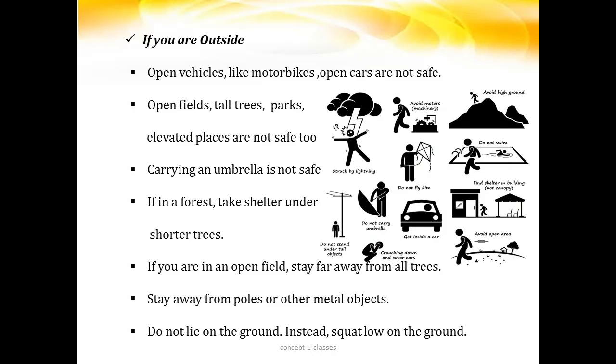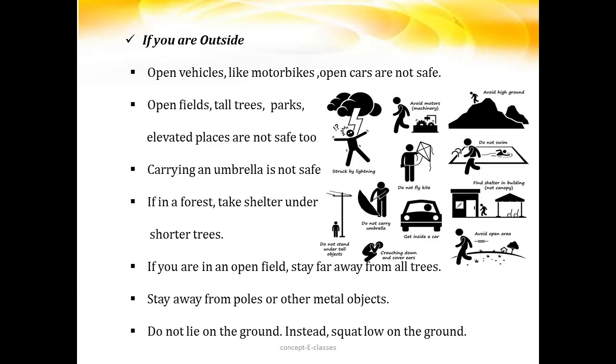Now if you're outside, let's consider the do's and don'ts during thunderstorm. Open vehicles like motorbikes, tractors, construction machinery, and open cars are not safe. Open fields, tall trees, shelters in parks, and elevated places also do not protect us from lightning. Carrying an umbrella is not safe because umbrellas have metal wires, thus it could be harmful during thunderstorm.